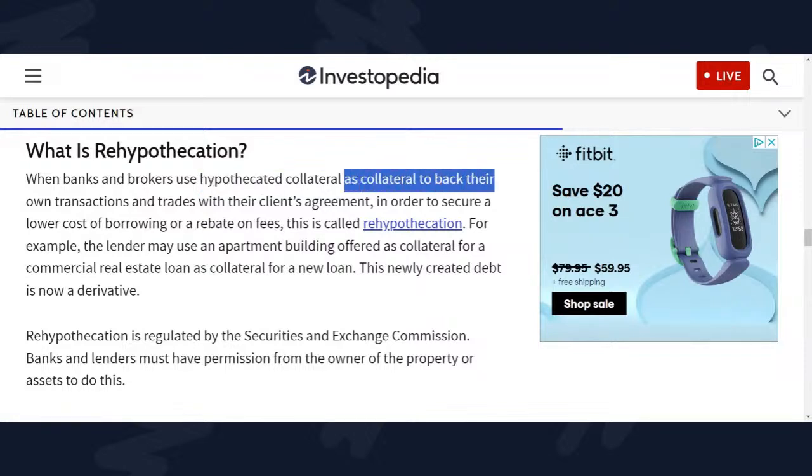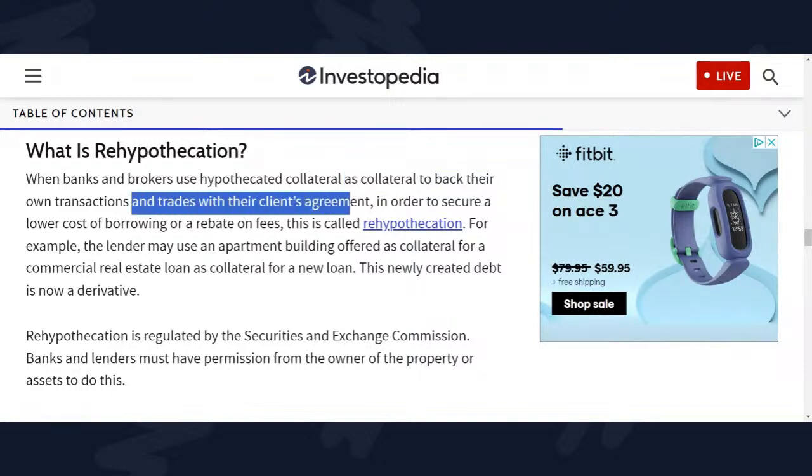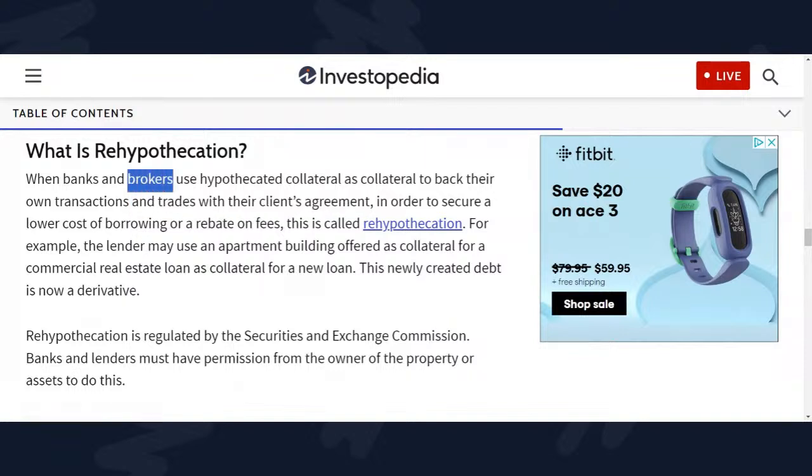So they're taking that name and number and using it as collateral to back their own transactions and trades in the court registry investment system, enlisting the last name as a firm name, calling you a broker, performing the same similar functions of public office as you did so right in public, in order to secure a lower cost of borrowing or a rebate on fees. This is called rehypothecation. For example, the lender may use an apartment building offered as collateral for a commercial real estate loan as collateral for a new loan.